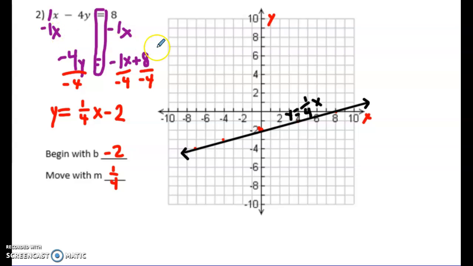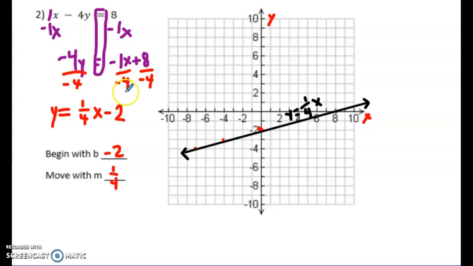All right, example 2, we get some fractions going here, so let's double check. We've got a positive 1x minus 4y equals 8. We're moving this 1x term over, so see how we subtracted it. And then when you bring down, we've got negatives everywhere. Be careful. Negative 4y, this negative 1x, this positive 8. And then we're dividing by negative 4 all the way across.